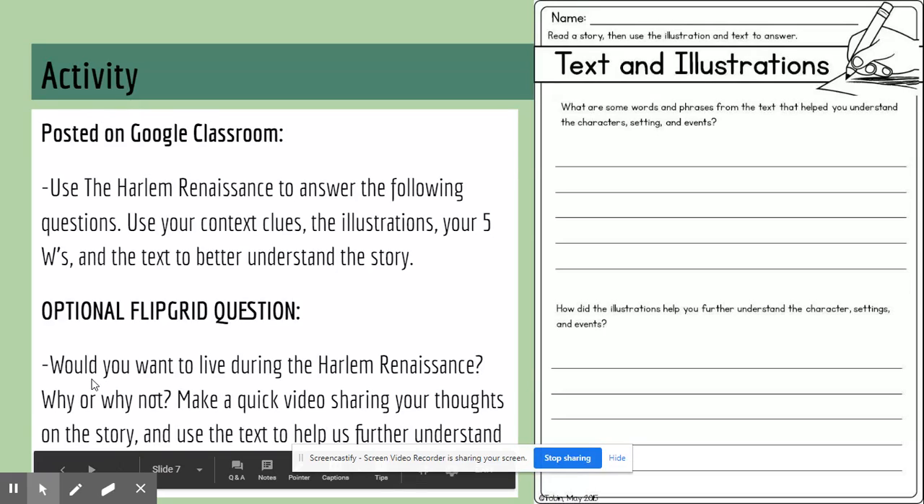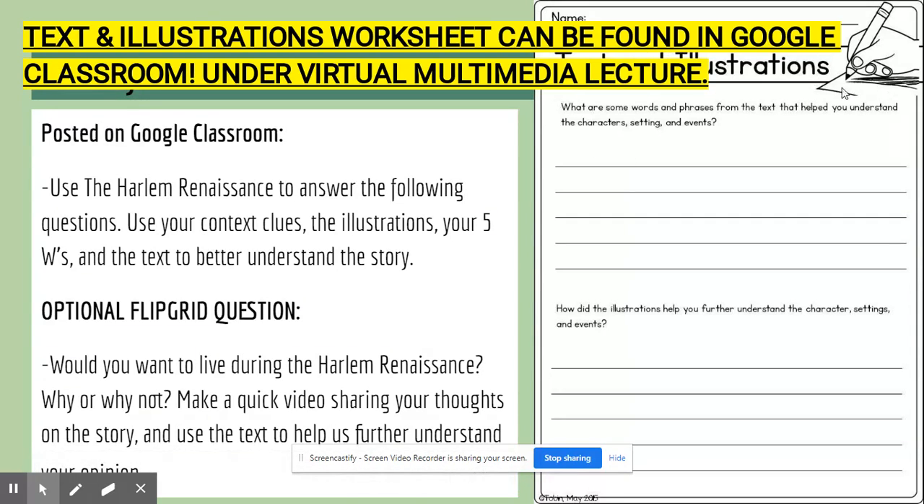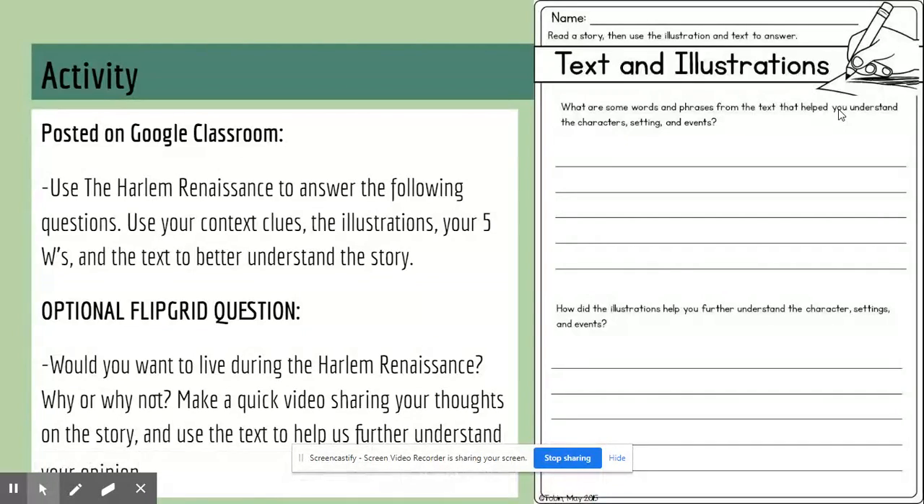All right, so I got cut off a little early, but what I'm going to have you do is you're going to do your text and illustrations worksheet right here. So you're going to use what you've read in the text and use a picture. You're not going to use the Duke Ellington one that we just went over, but you're going to use a different picture, and you're going to connect the clues that you have found from the text and to the picture, and you're going to illustrate an understanding of the character, setting, and the events, and what happened or what did the text say in order for you to understand.